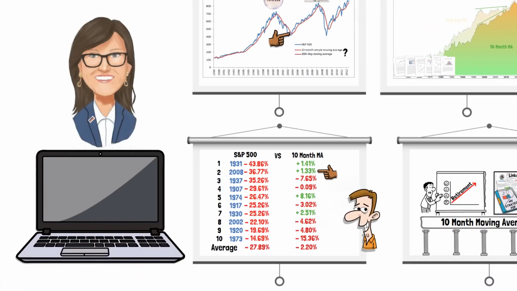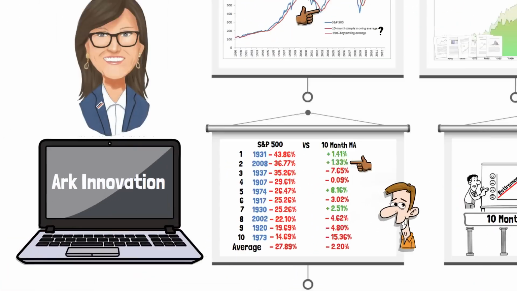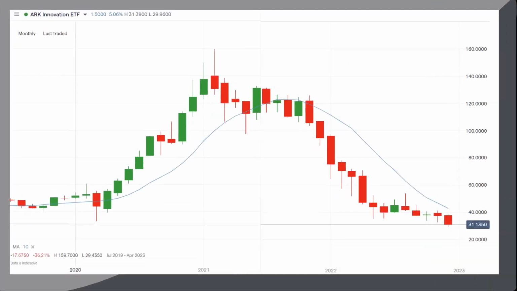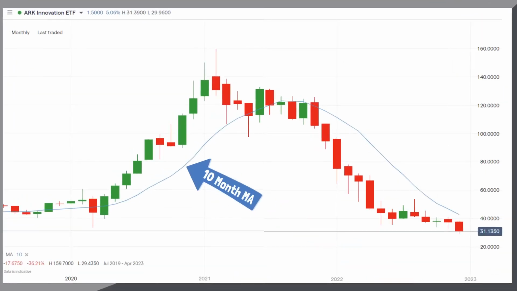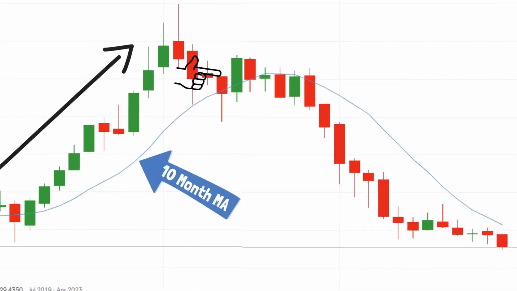Well, let's look at Cathie Wood's popular flagship fund, ARK Innovation. We can see that price remained above the 10-month moving average, capturing most of the gains in the uptrend. We would have made an exit and re-entry here, whilst our final exit would have been here when price closed below the line, saving a further loss of almost 75% to date.